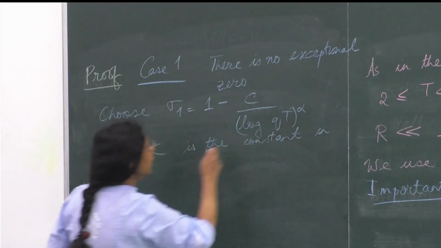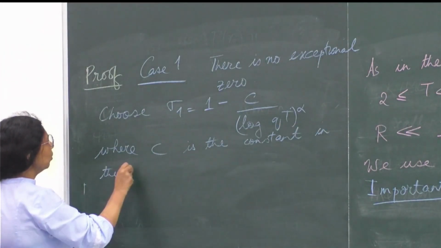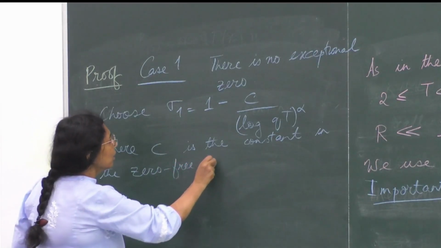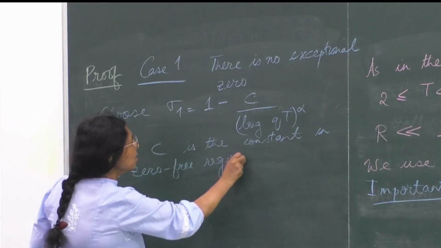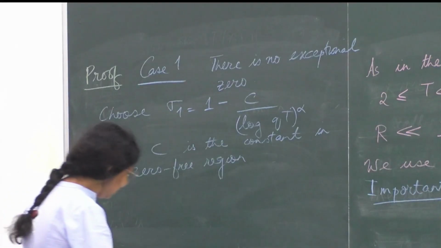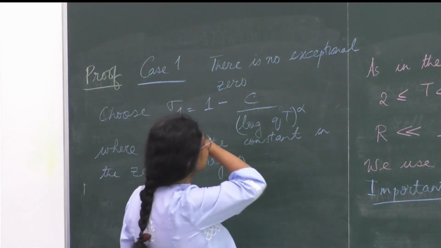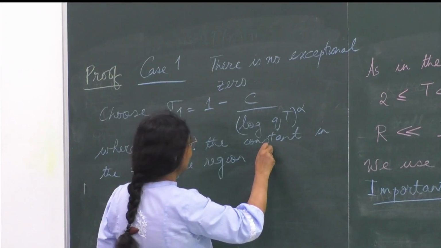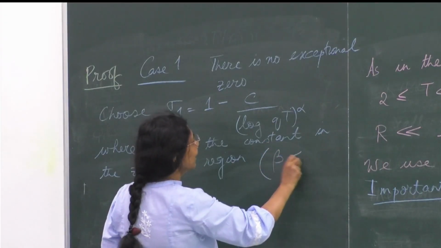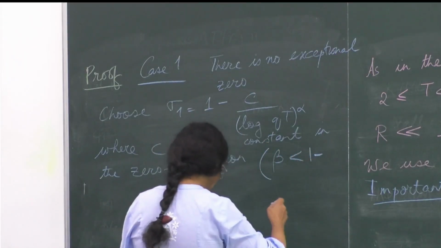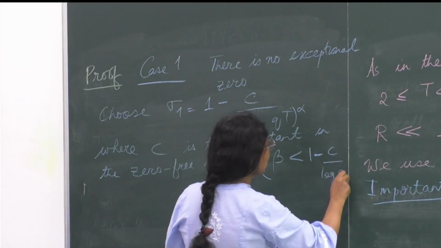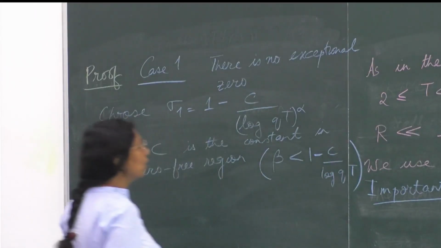In the zero free region. So what is the zero free region? We studied this yesterday: there exists a constant C such that beta is less than 1 minus C upon log qt. All right.